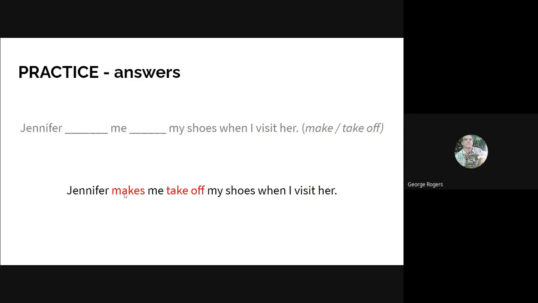Jennifer makes me take off my shoes when I visit her. So again, Jennifer is one person, talking about somebody else, not me, not you. So we need the S. Jennifer makes me take off my shoes when I visit her. Again, it can't be a to because it's the first three in front of the base verb won't have a to.